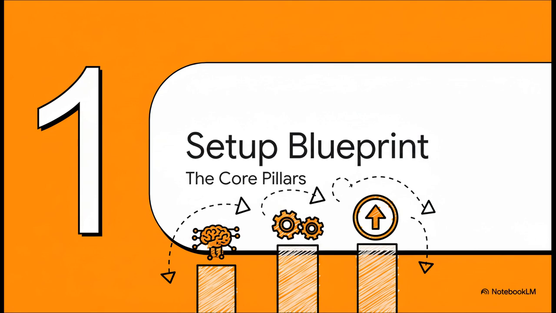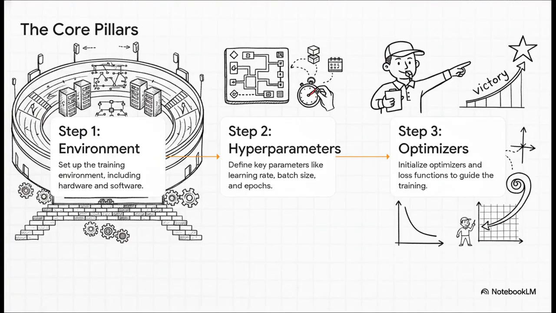First up, let's talk about that blueprint. The key thing to understand is that a successful training setup isn't just one single thing. It's a process built on 3 core pillars that have to work together perfectly. I like to think of it this way. First, you build the arena where your model is going to train. Second, you set the rules for the training game. And third, you hire the coach, the optimizer, that's actually going to guide the model to get better and better.